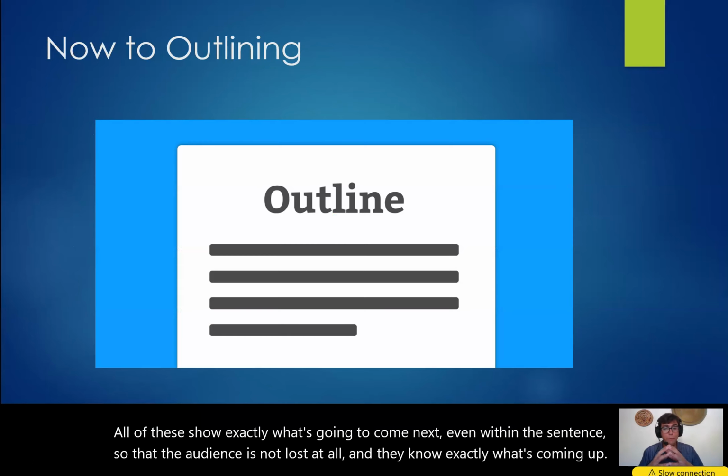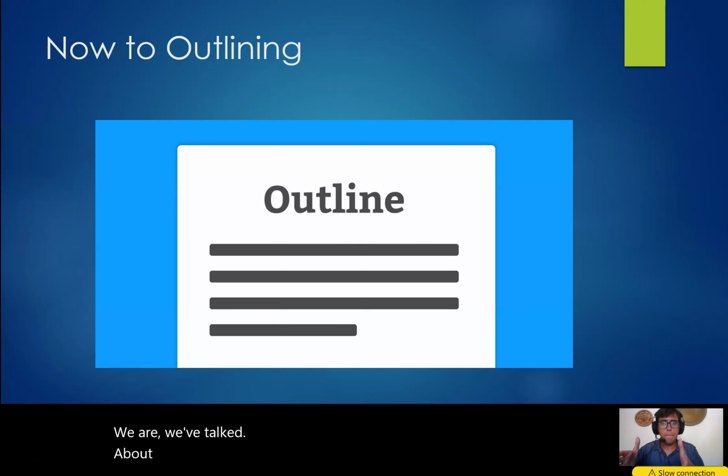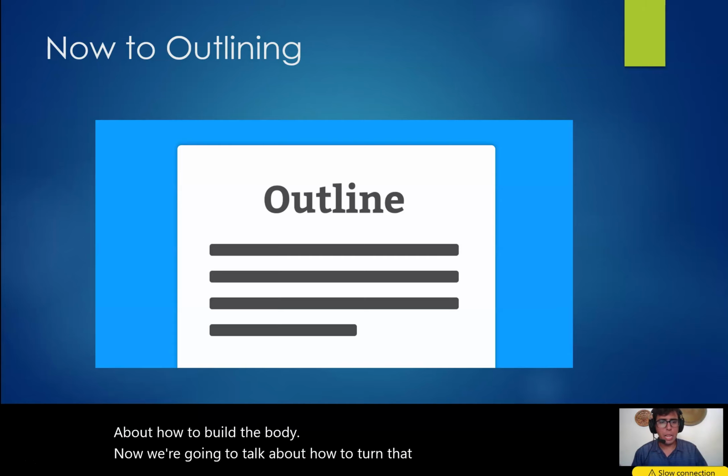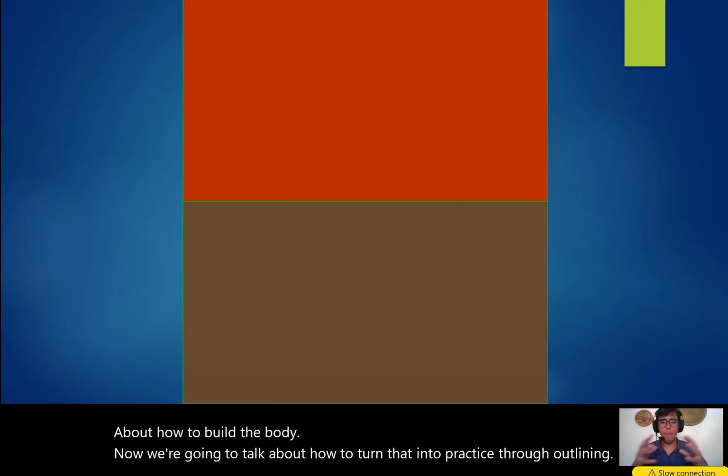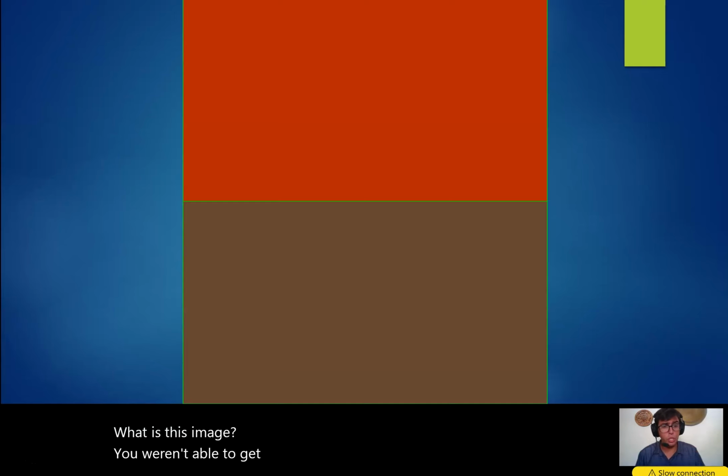Now we've talked about how to build the body. Now we're going to talk about how to turn that into practice through outlining. What is this image? You aren't able to get it, but I have shown you all of the information. All of the information is in that image right there. You know what? Let me try to distinguish my points out further, and therefore will hopefully make it clearer.